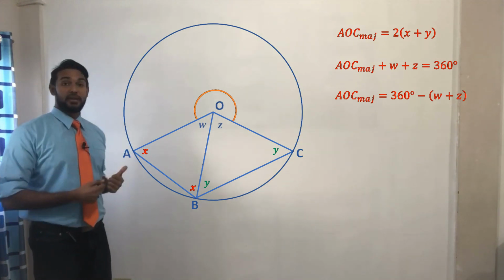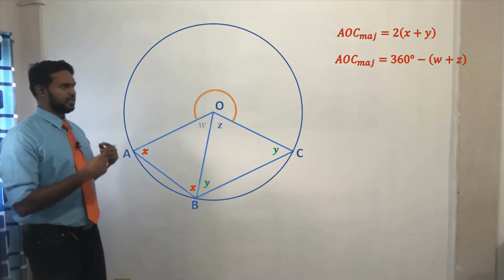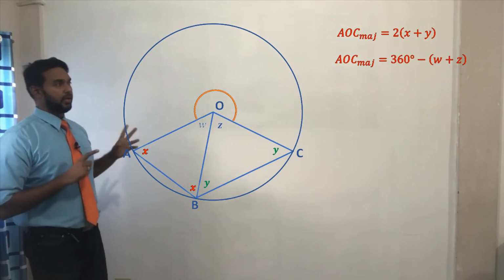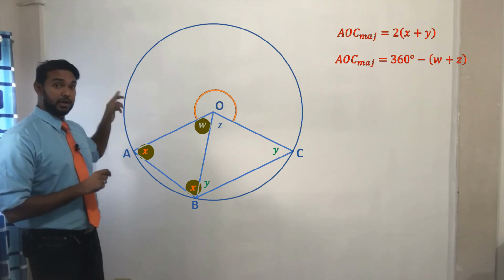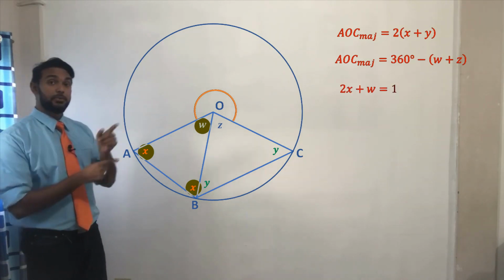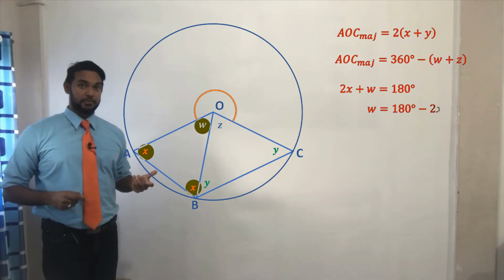Once again, let's go back to the triangles. The one on the left-hand side closest to me, that's AOB, right? Okay, we've seen 3 angles inside of there. The 3 angles add up to 180, which are X, X, and W. So 2X plus W is 180 degrees, which means that W is 180 degrees minus 2X.